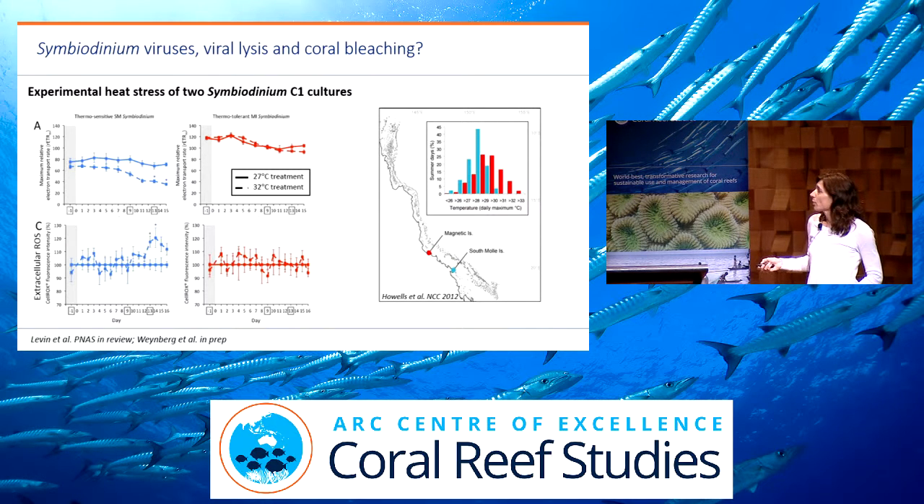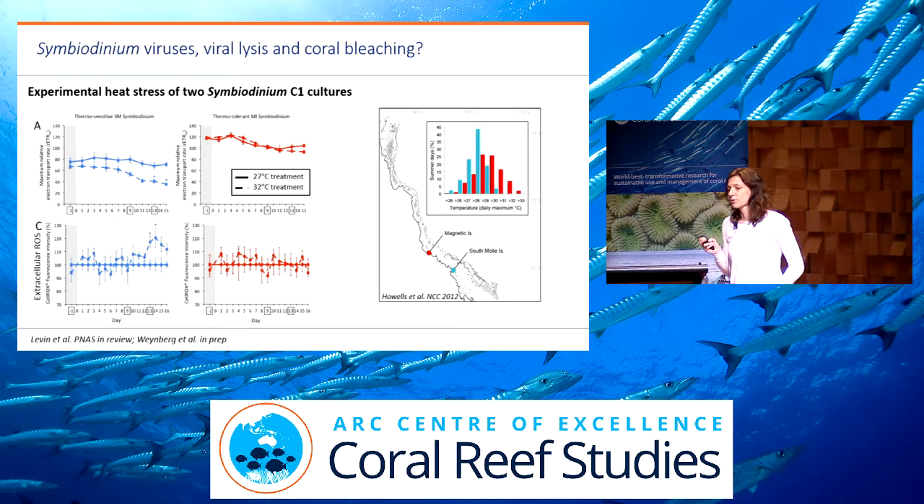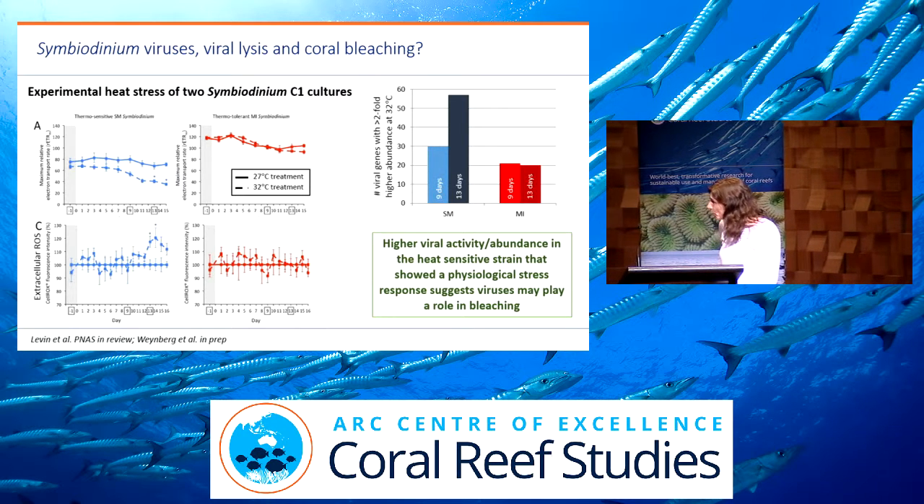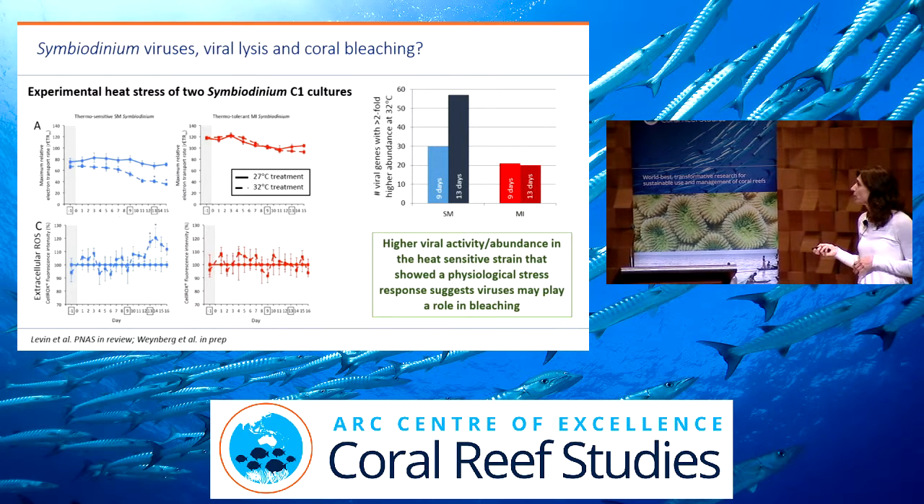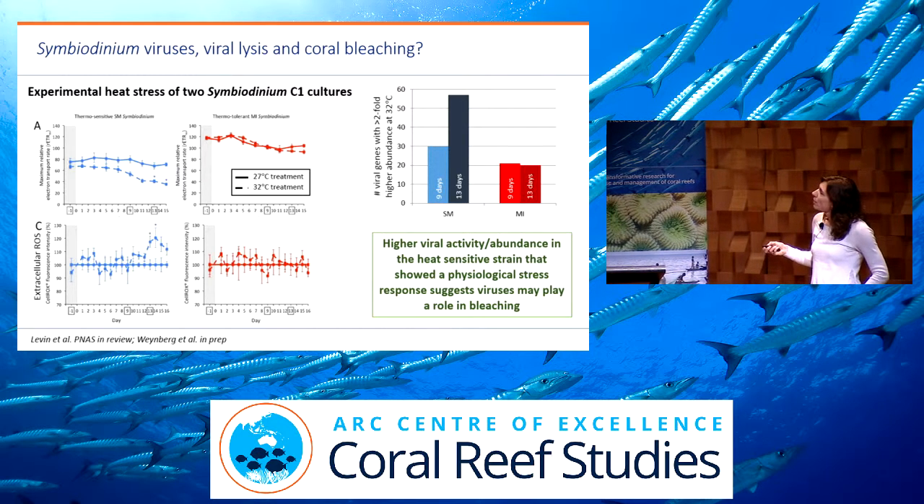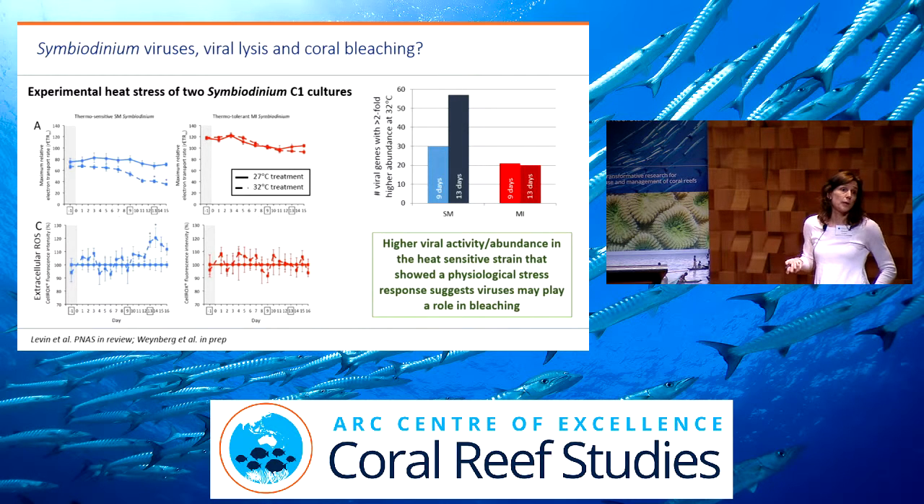Now in the same experiment, we looked at a temperature-sensitive conspecific culture. This one comes from South Molle Island in the Whitsundays, and Emily Howells has previously shown that this difference in thermotolerance between these populations is due to local adaptation to local thermal regimes. And here we saw a clear phenotypic stress response. Now we also did a transcriptome on these cultures, and what was quite interesting is when we looked at the number of viral genes that were present in these transcriptomes, we found far more viral genes that had increased abundance at 9 and 13 days of heating compared to the thermotolerant Magnetic Island strain.